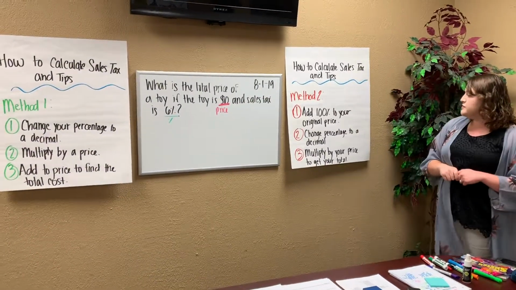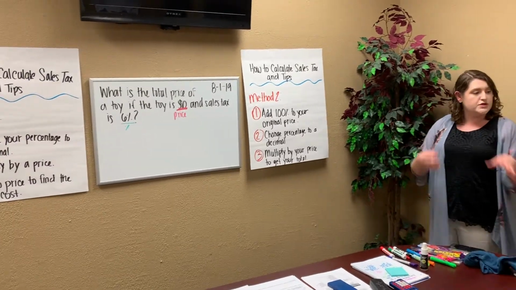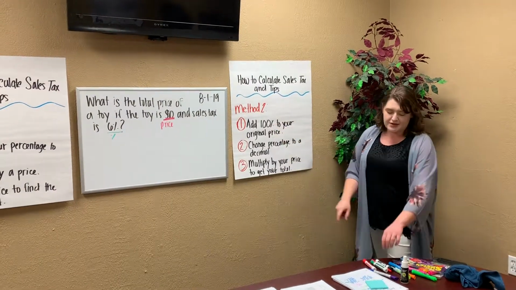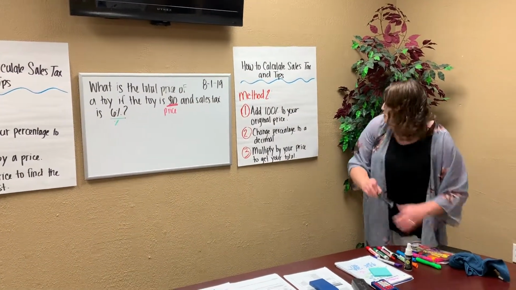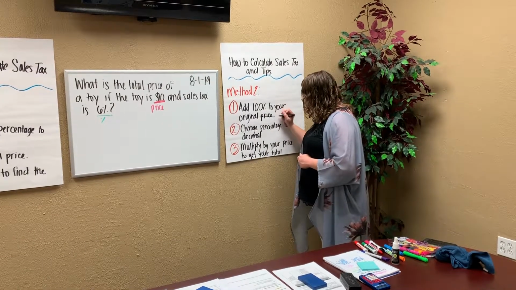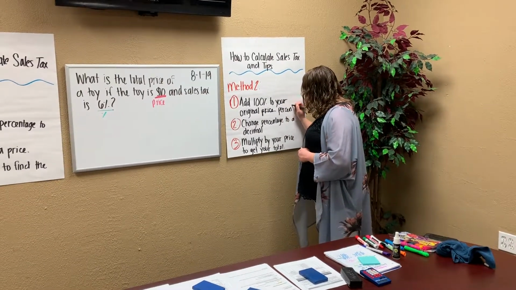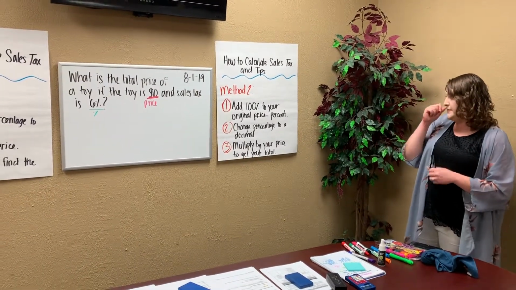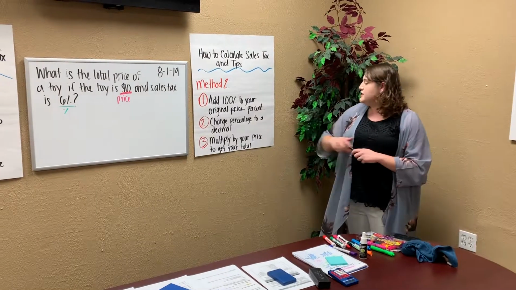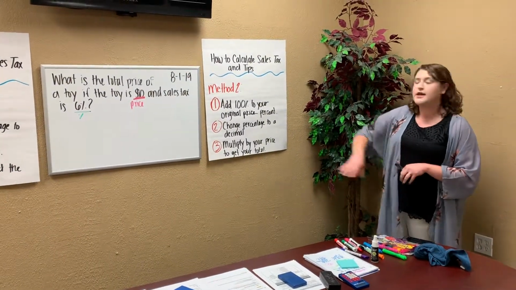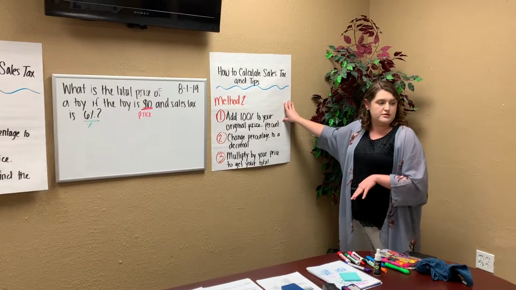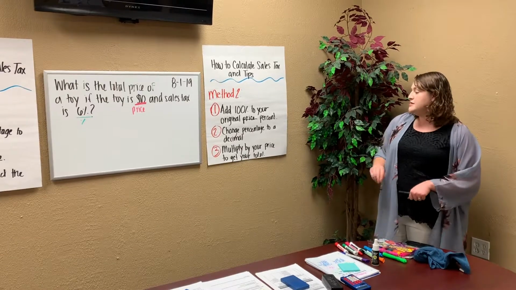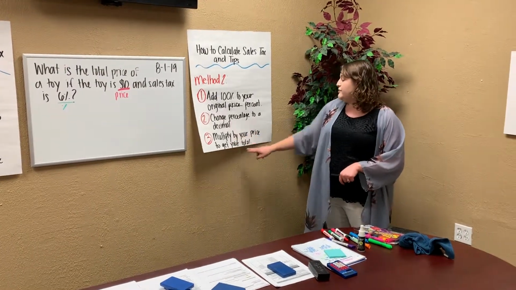But method 2 is instead of changing your decimal to a percent as soon as you start, you're going to add 100% to my original percent. Then I'm going to change my percentage into a decimal. My third step is then I would multiply by my price.